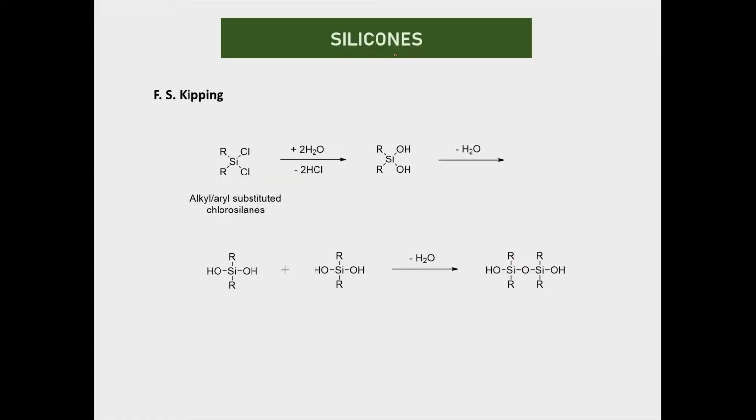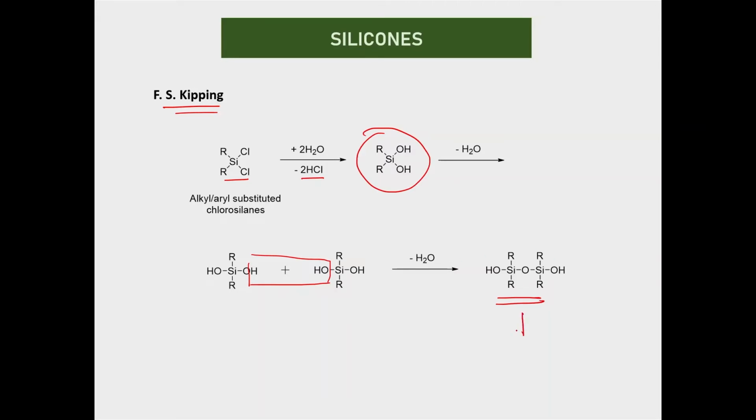So silicones were discovered by F.S. Kipping when he reacted alkyl or aryl substituted chlorosilanes with 2 molecules of water, and 2 molecules of HCl are released to give this compound. Then if we react 2 molecules of this R2Si(OH)2, H2O is released from it and this compound is formed.